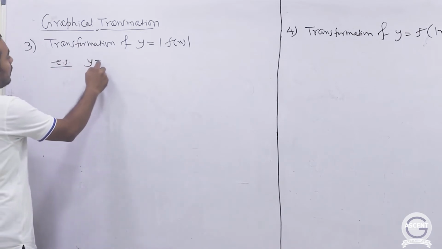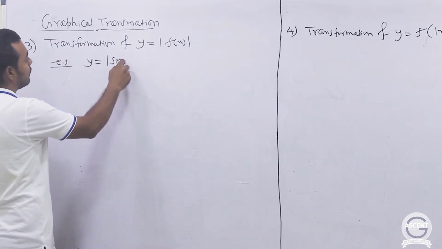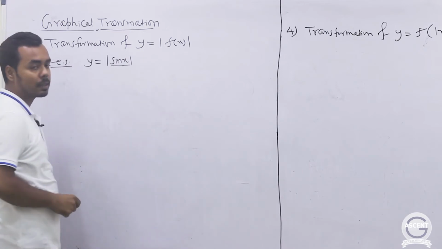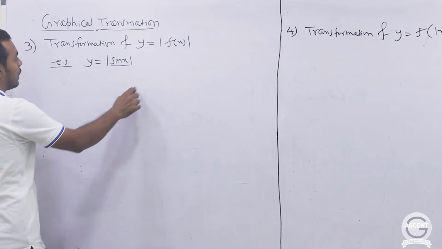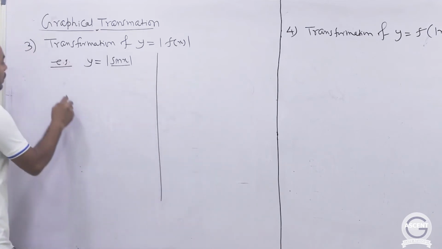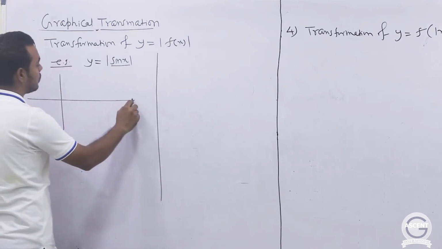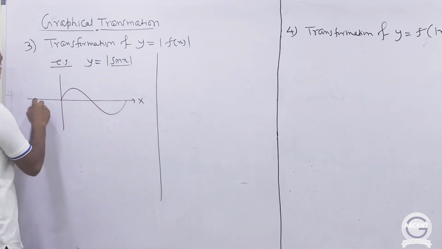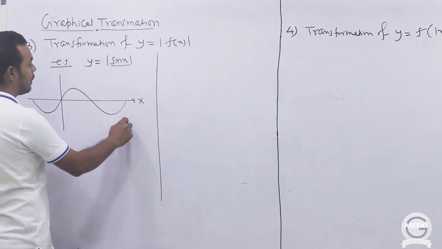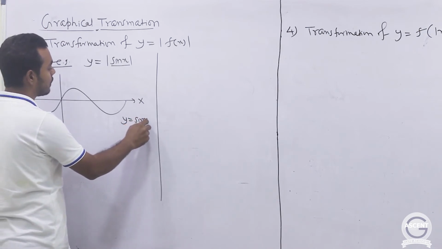Suppose we have to draw the graph of the function, say y equals mod sin x. So the first step here will be to draw the graph of the function y equals sin x. So this will be your graph of y equals sin x. This is your graph of the function y equals sin x.